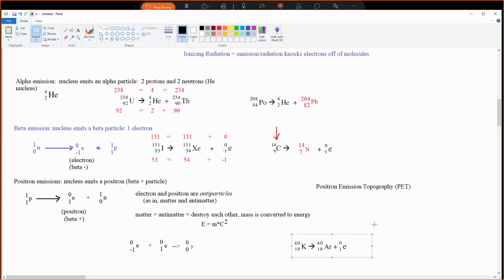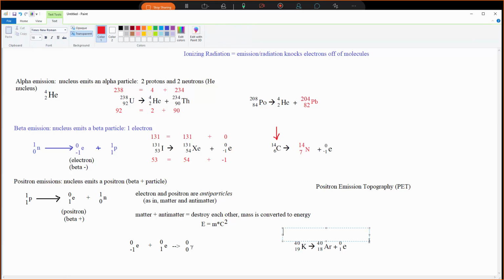Potassium-40 decays by positron emission to form argon-40. Now, of course, in the end, you don't see the positron. In the end, you see the gamma radiation. But we're only going to show this first step because that way you can see, hopefully, pretty clearly this part where you've got 40 mass equal to 40 mass plus 0 mass. And on the bottom here, we've got 19 positive charges, and that should be equal to 18 positive charges plus 1 more positive charge, right?